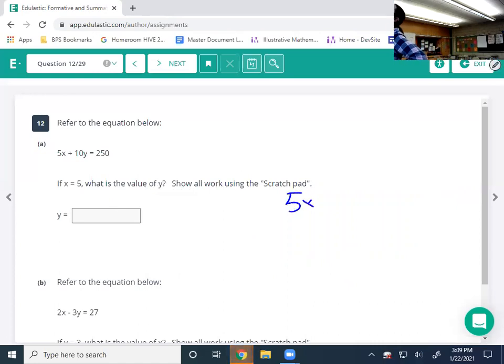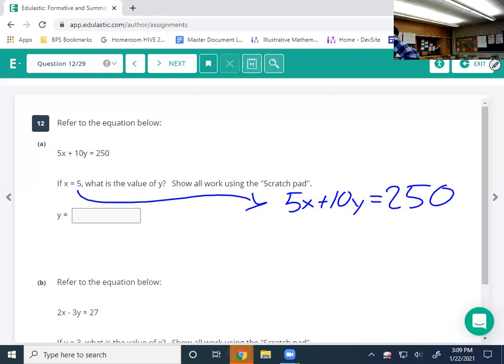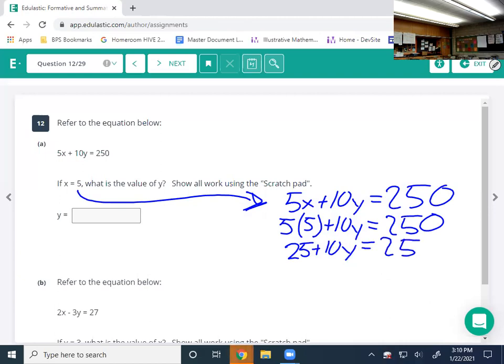So 5x plus 10y is equal to 250 is what we started with. We know that x is going to be equal to 5, so I'm going to plug 5 in for x. 5 times 5 plus 10y is equal to 250. 5 times 5 gets me 25 plus 10y is equal to 250. From there, to get the y by itself, I'm going to subtract 25 from each side. Those cancel out on the left.